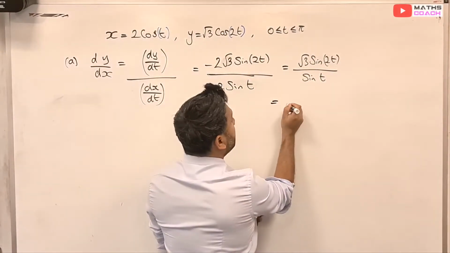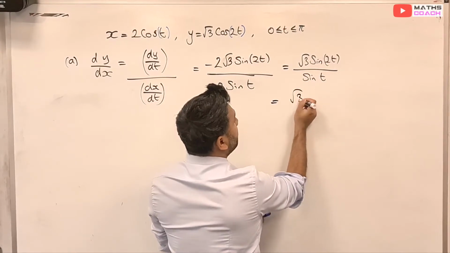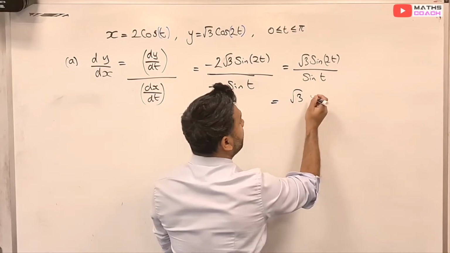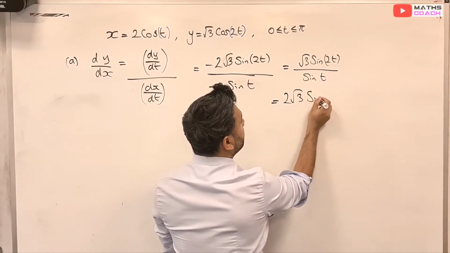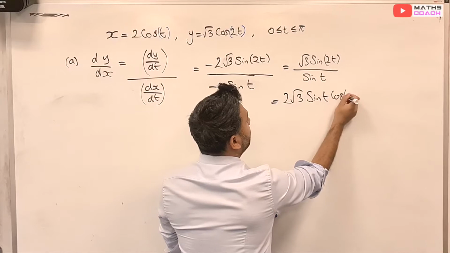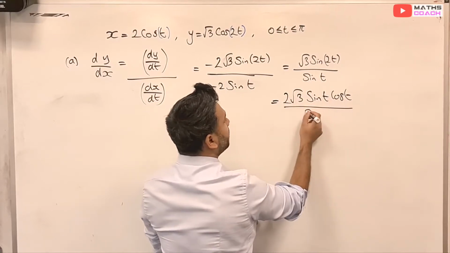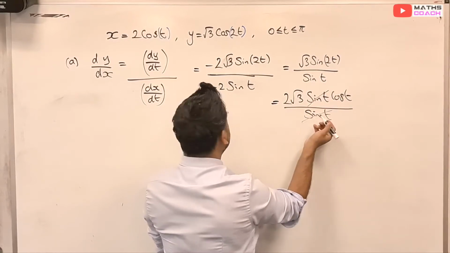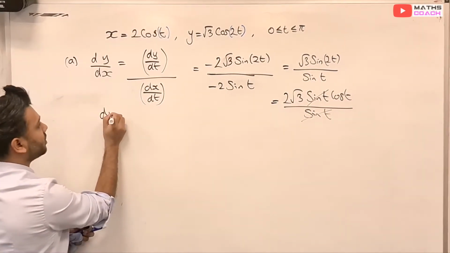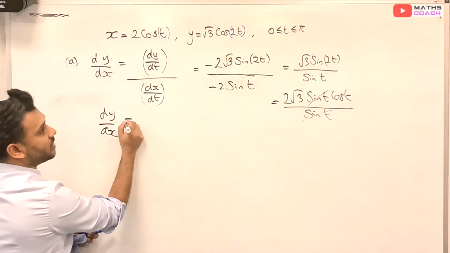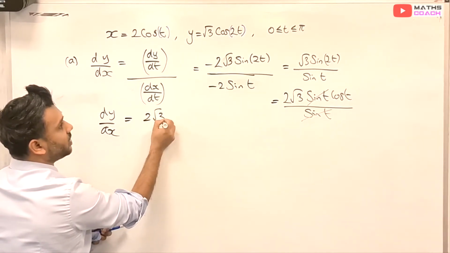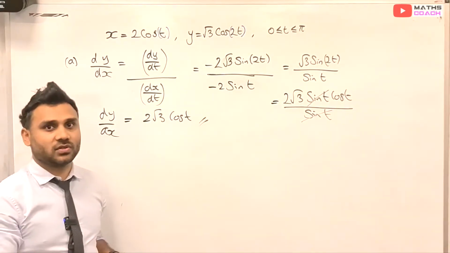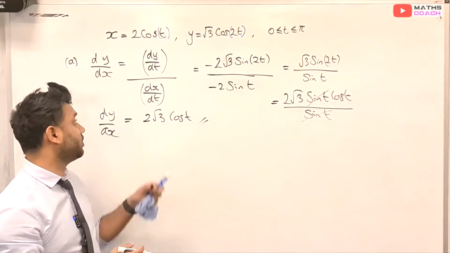So here we have root 3. Sine 2t is equal to 2 sine t cos t. So it'll be 2 sine t times cos t all over sine t, and we can see here that the sine t can cancel, therefore dy/dx is equal to 2 root 3 cos t. That will be the simplified version of our function for the derivative.